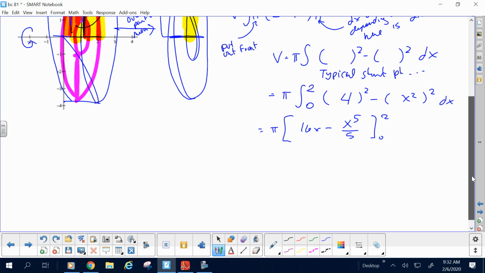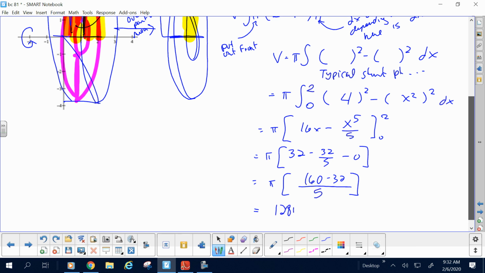Okay. So we get 32 minus 32 over 5 minus zeros, yeah? Common denominator? 5. What is 32 times 5? Yes, 30 times 5 plus 2 times 5. 160. 160 minus 32 is 128. 128 pi over 5. You follow?